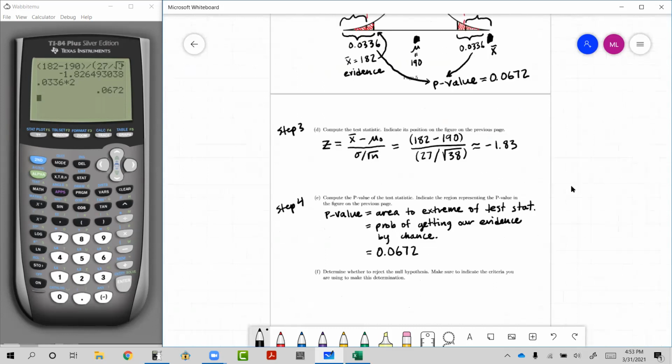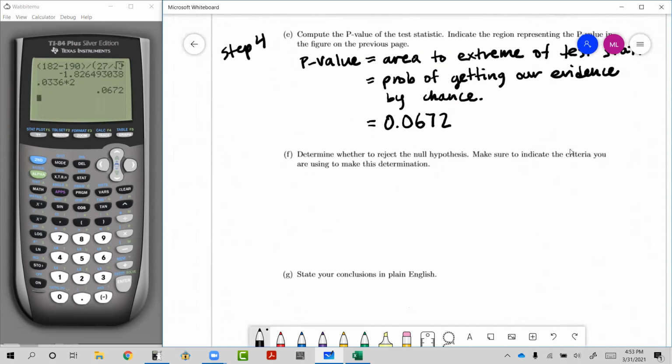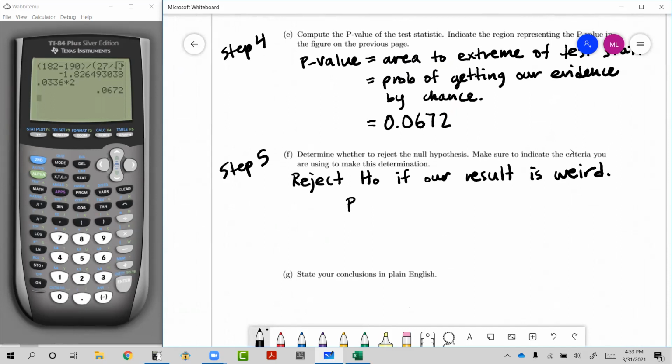So in this case, when we decide whether we're going to reject the null hypothesis, which is our normal step 5, basically we reject the null hypothesis if our result is weird. If it falls out in those tiny places. In this case, doing the p-value method, it happens if the p-value is less than alpha. But for us, alpha was 0.05, and we just found the p-value was 0.0672, and it is not less than. So our result is not weird.